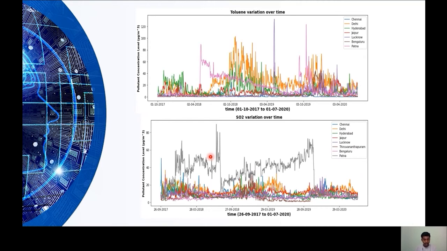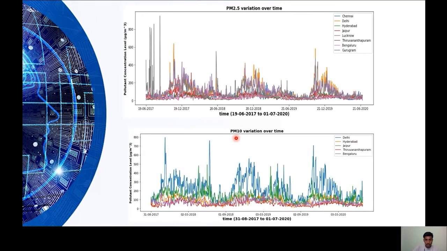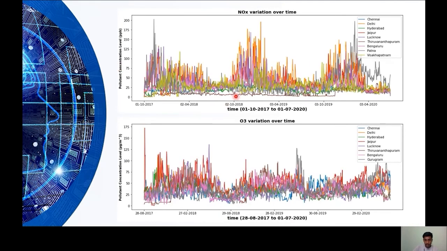Now we can see from the graph that in the winter months, here 10-2017 to 4-2018, the concentration level is high, and in summer months the concentration level is low, and this can be seen in almost all the graphs. Here you can see it too, and similarly here. This concludes that in winter months the pollution level increases and in summer months it decreases.